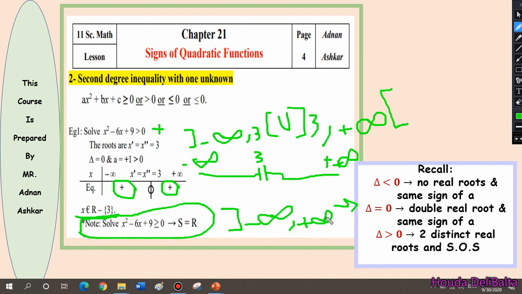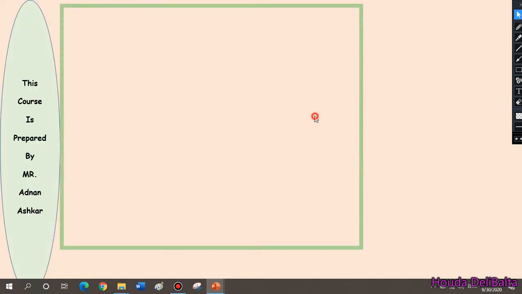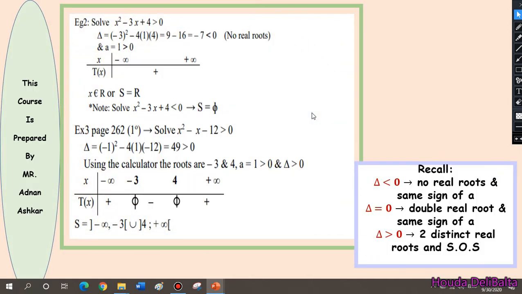So if there is "or equal," then the solution is R. It's always positive and it's equal to 0 at 3. But if there is no "or equal," we just take the region where it is positive and we exclude the value where it is equal to 0. Let's continue with more examples to know how to benefit from the idea of the sign of quadratic functions to solve inequalities that are quadratic.